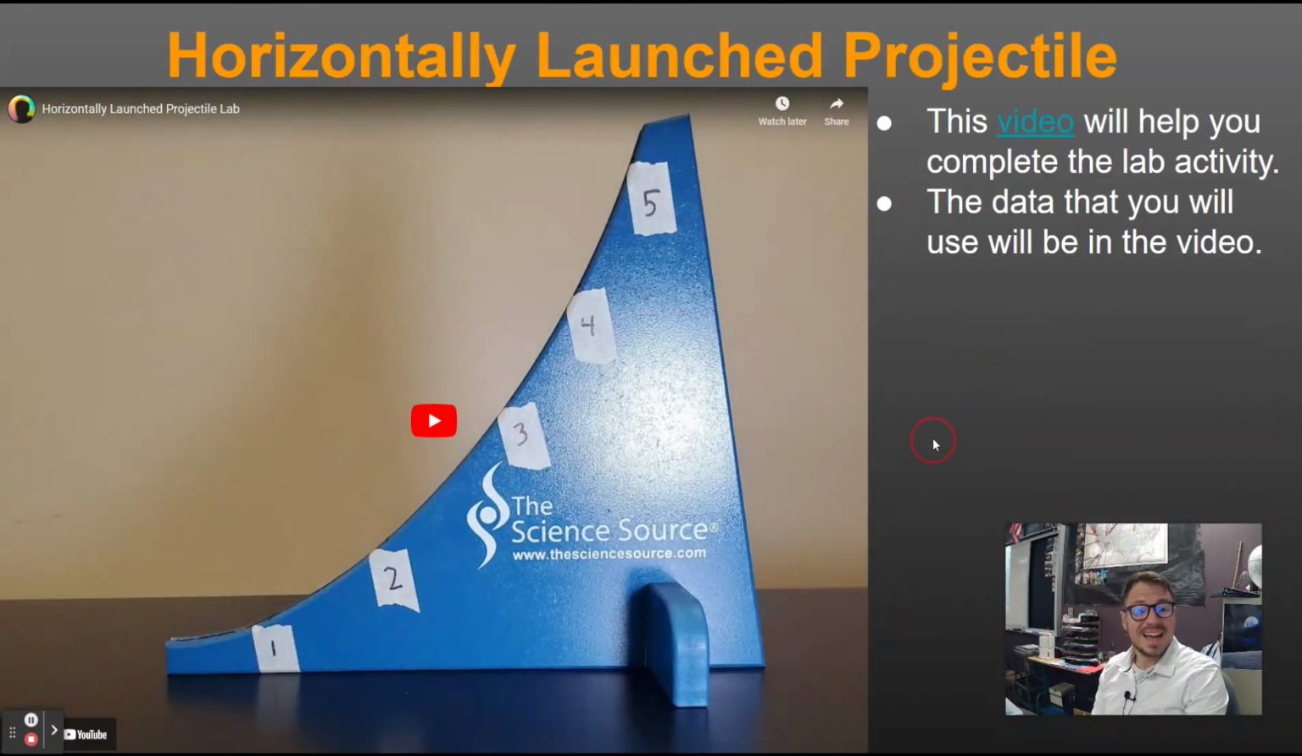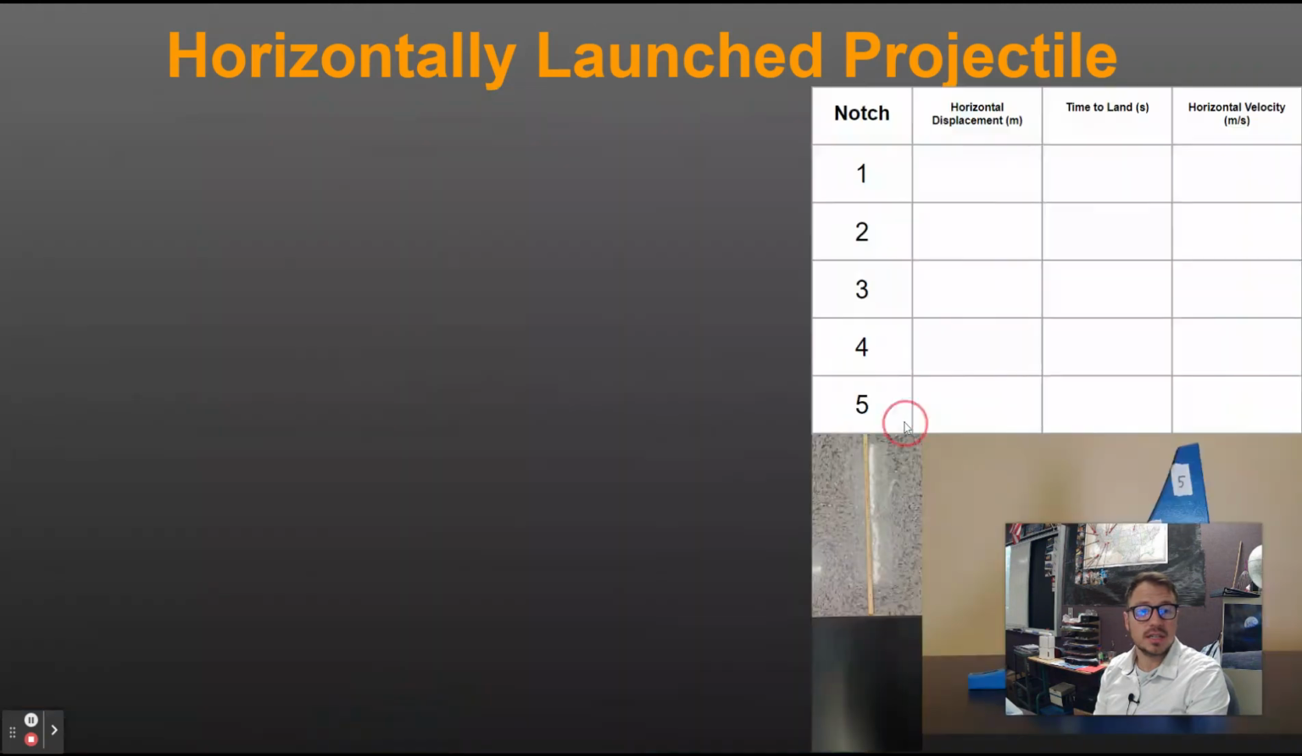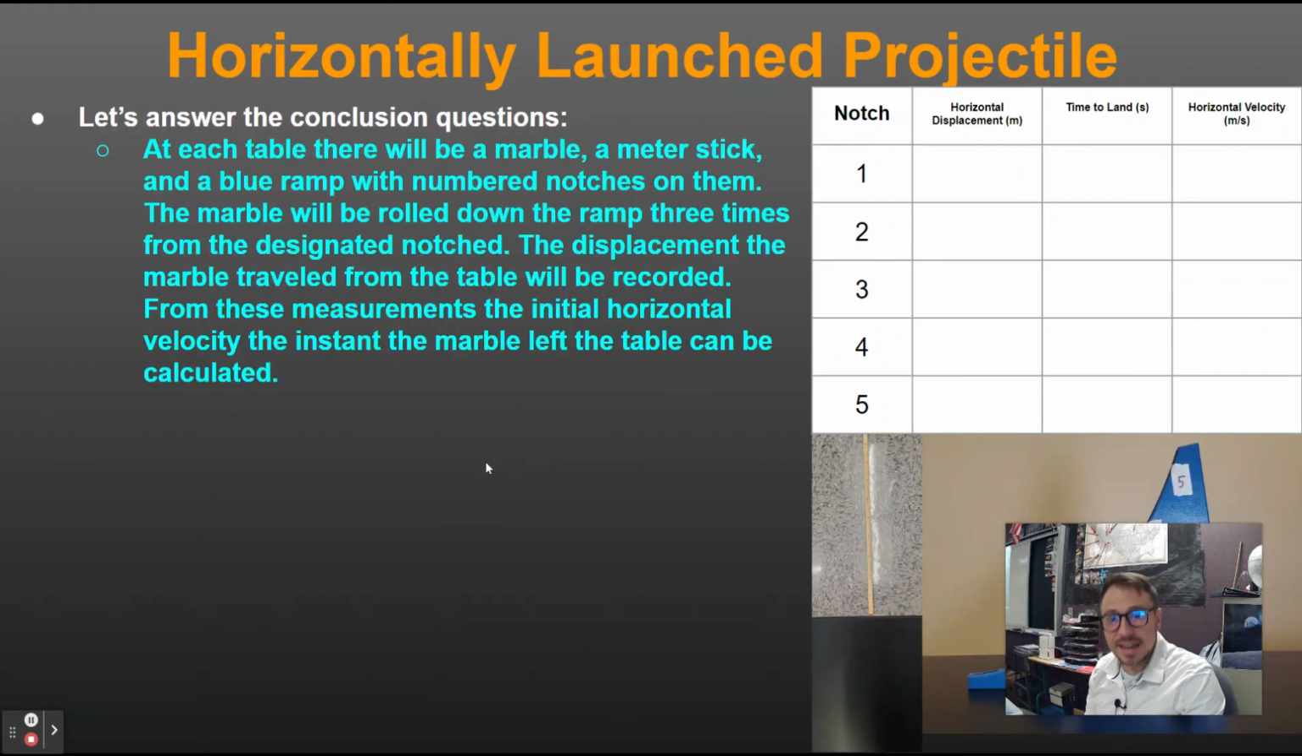All right, so last thing we're going to do with horizontally launched projectiles, collect some data and do some problems with the horizontally launched projectile lab. So at each table, there's going to be a marble, a meter stick, and a blue ramp with numbered notches on them. The marble will be rolled down the ramp. It says 3 times. We're just going to do it once from each notch. The displacement of the marble traveled from the table will be recorded. From these measurements, the initial horizontal velocity, the instant the marble left the table, can be calculated.